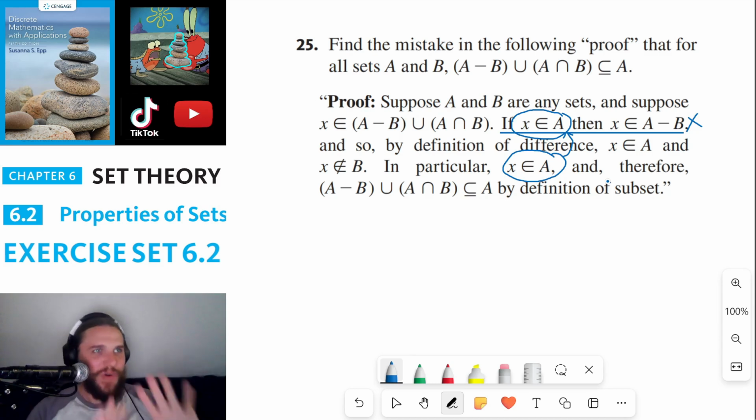So there are two main critical issues in this proof. Number one, it's circular reasoning. And number two, it is not true that if X is an element of A, then X is an element of A minus B.